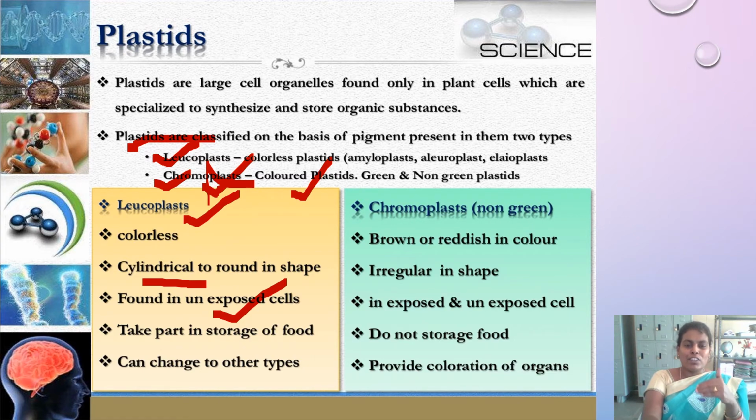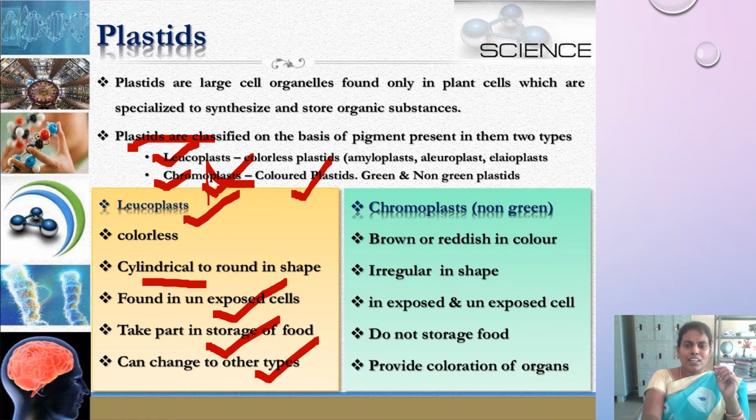If you observe the color of the roots after cleaning the dust particles from the root system, you can observe the white color part in the root system because of the leucoplasts. And what is the function of this leucoplast? They take part in storage of food, and they can change to other types also sometimes.